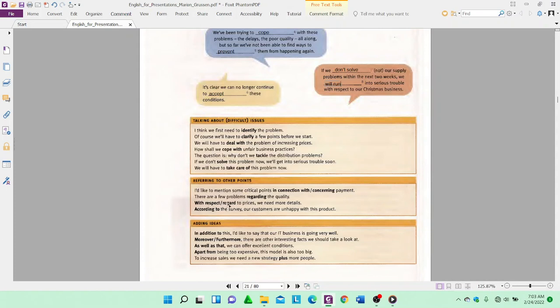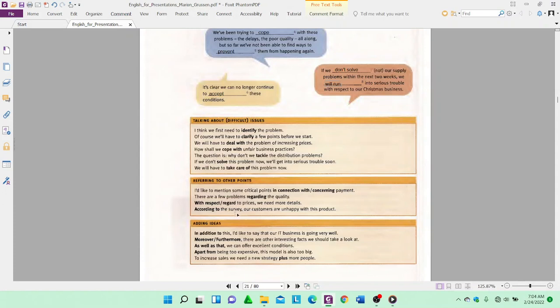Artinya apa nih? Berhubungan dengan harga, ya kan? Harga-harganya, mungkin kita jualan produk di sini, we need more details. Kita membutuhkan penjelasan lebih gitu lah, detailnya. Bisa dipilih salah satu atau terakhir ini according to survey. Berdasarkan survei, our customers are unhappy with this product. Ya, according to ini nggak boleh according to me. Namanya according ini kayak merujuk, berarti yang dirujuk harus layak untuk dijadikan rujukan. Survei misalnya, oke, profesor, expert.